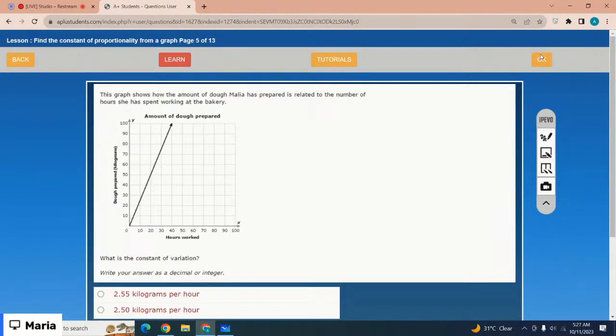The graph shows how the amount of dough Malia has prepared is related to the number of hours she spent working at the bakery. What is the constant of proportionality? What is the constant of variation? Which is the correct option?